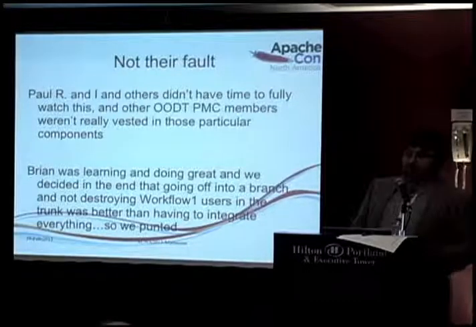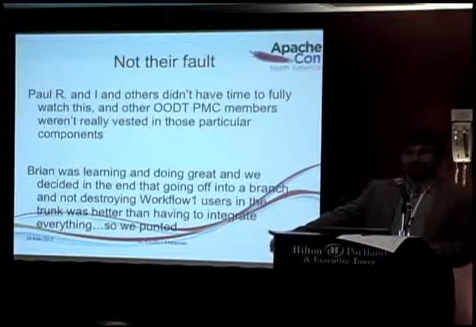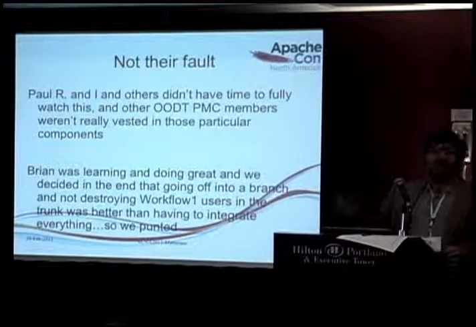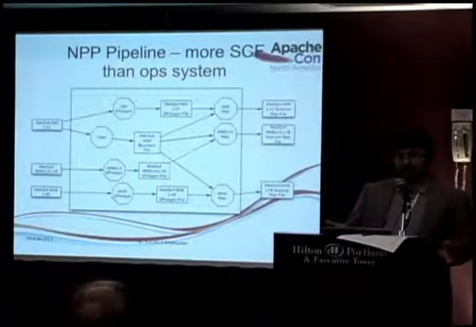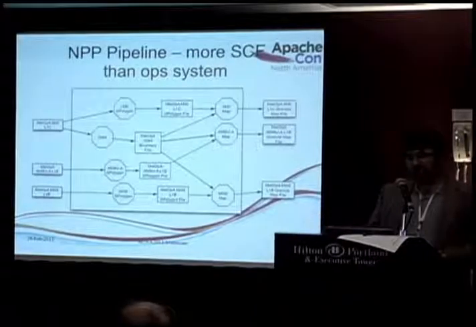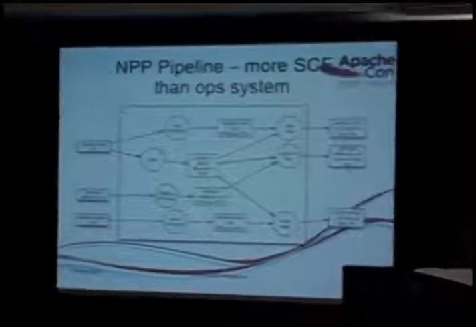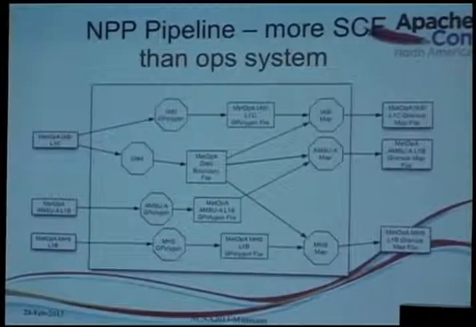And so we decided in the end that Brian would go off into a branch and not destroy workflow one, so that we could keep the users in the trunk happy, and so we punted, okay? This was the NPP pipeline workflow just for the PEATE testbed, just illustrative of how it's very similar in complexity to OCO. It wasn't simple, even though they were an algorithm processing testbed. This is merely for illustrative purposes.